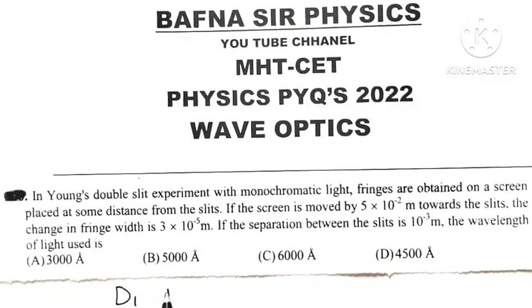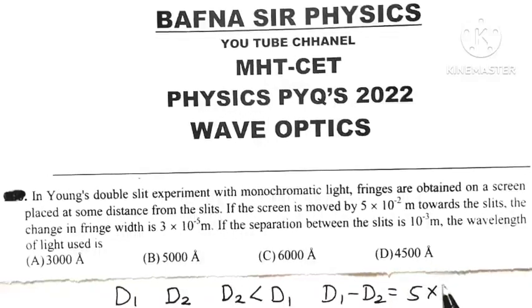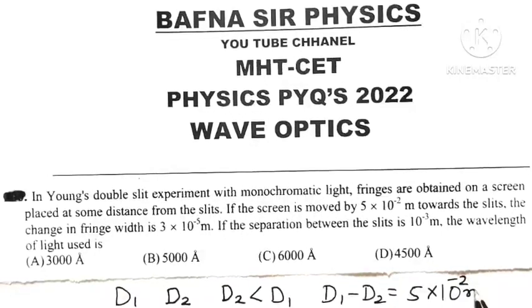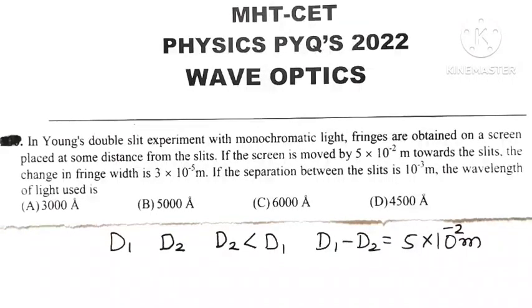when the screen is moved towards the slit, the new distance will become d2, and as the screen is moved towards the slit, it means d2 is less than d1, and here it was given the screen is moved towards the slit by, means d1 minus d2 is equal to 5 into 10 to the power minus 2 meter.